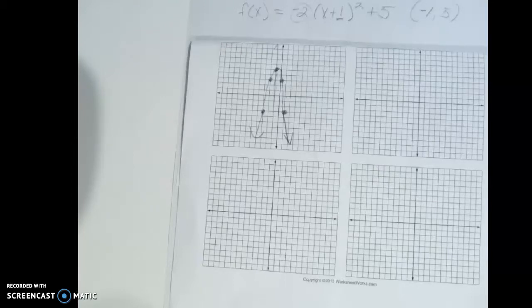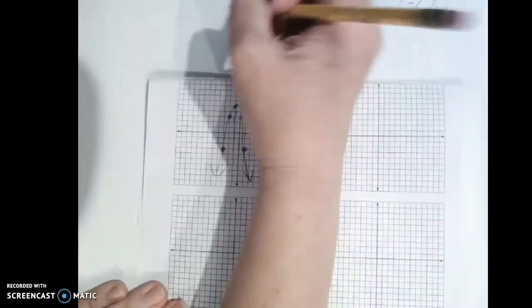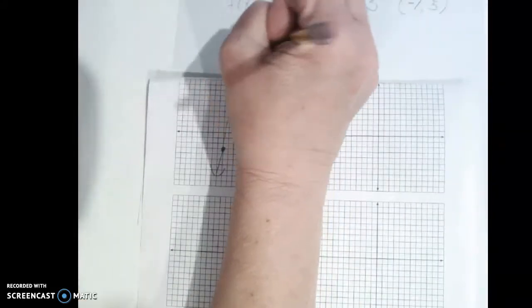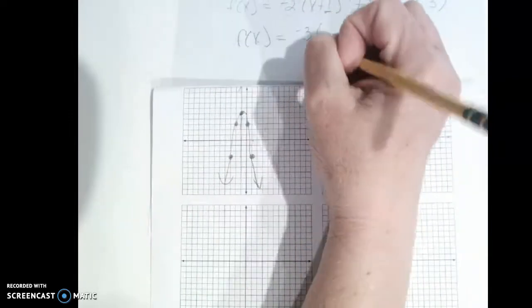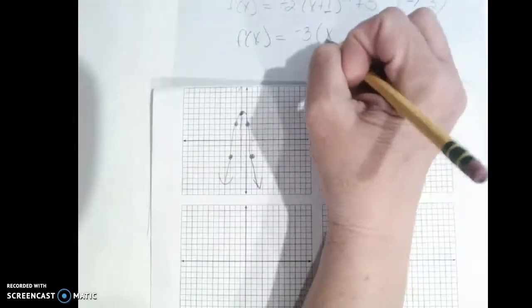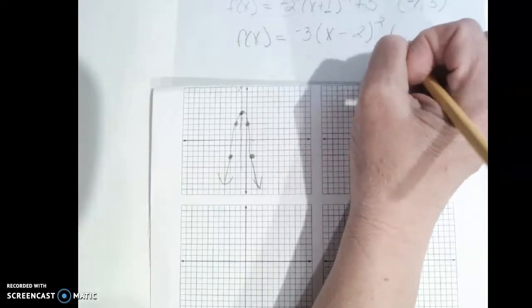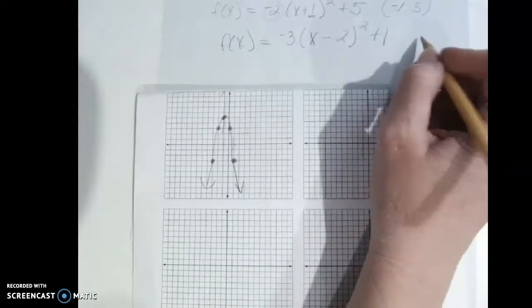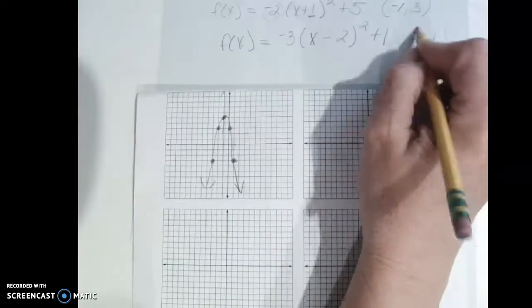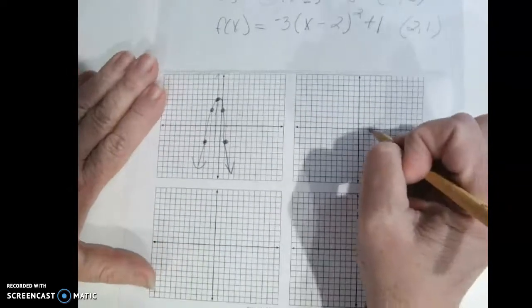I was just looking to see if there's another example I can do. Let's go ahead and say f of x is equal to -3. So I know it's automatically going to be opening down. X minus 2, quantity squared, plus 1. When I'm looking here, my vertex is going to be 2, 1. That means it moved 2 to the right and up 1. I'm going to go ahead and graph that point.